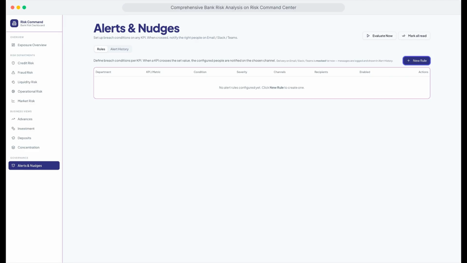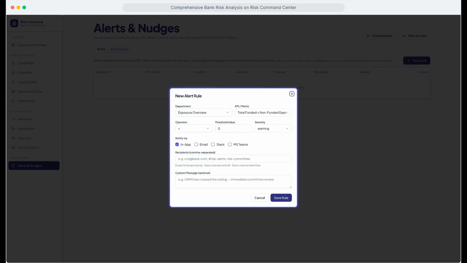For example, alerts can be configured for GNPA crossing a defined threshold, LCR falling below an internal buffer, fraud losses spiking in a region, operational loss nearing a limit, or forex utilization approaching a warning level. Each alert can be mapped to severity, recipients, and delivery channels such as email, Slack, or Teams. This ensures that the right person is notified at the right time, whether it is a branch manager, zonal head, CRO office user, risk team, or leadership stakeholder.